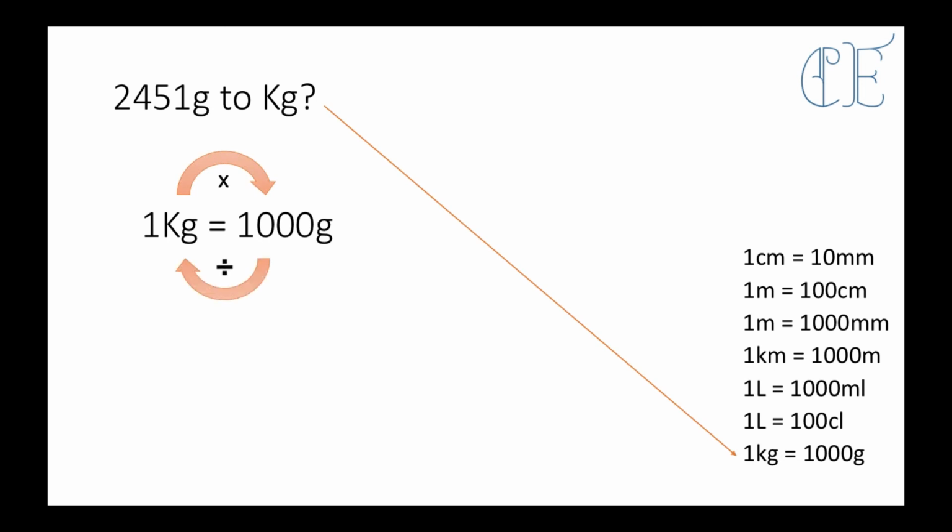I'm going to write out my diagram again. Don't worry, you won't get this many questions in one exam, so you won't have to be drawing all these diagrams a load of times, but for this lecture, it's easier to show you how it's done in a better way. So 1 kilogram is 1,000 grams. I'm in grams, so I'm this side of my diagram, and to get to kilograms, I need to divide by 1,000. So 2,451 divided by 1,000 is 2.451 kilograms.